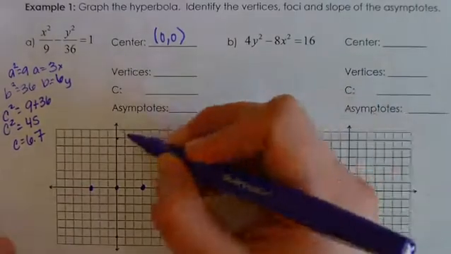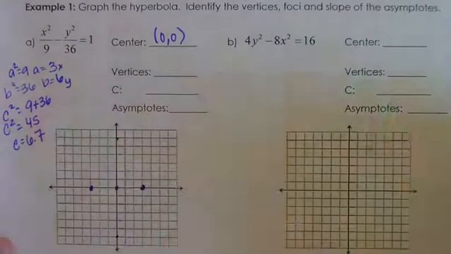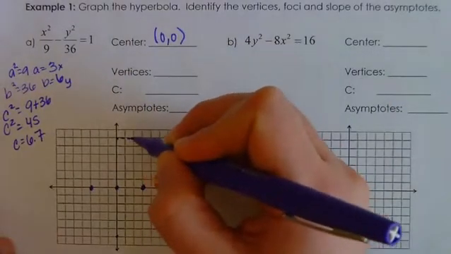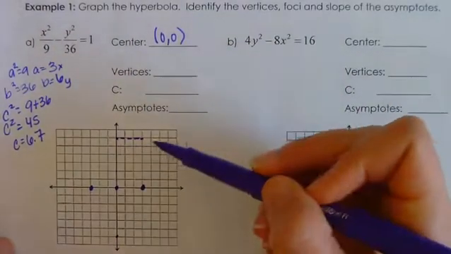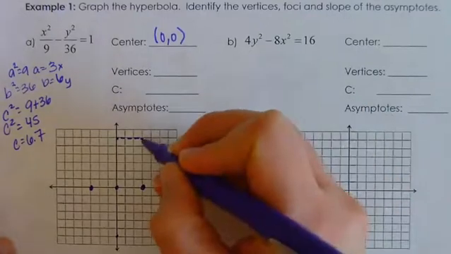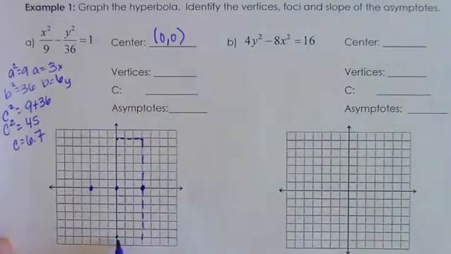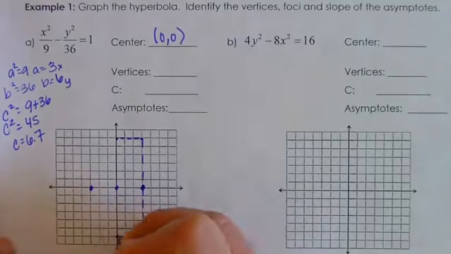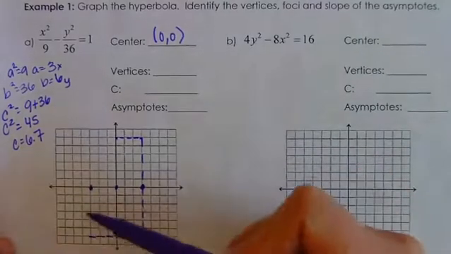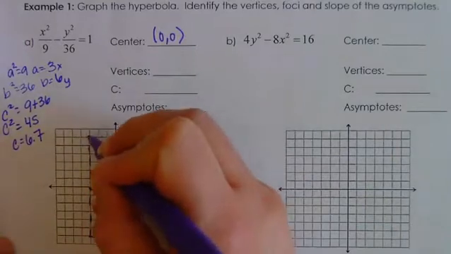So if we want to think about these 4 points helping us create a box, we're just going to go ahead and do a dotted line until we get on the same line as that x equals 3. And then we'll go all the way down until we get on that same line of y equals -6. And then we'll go all the way until we get to the x equals -3 line. And then we'll go all the way up and then we'll finish our box.